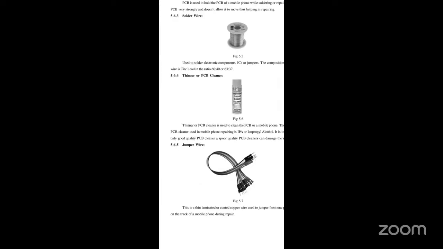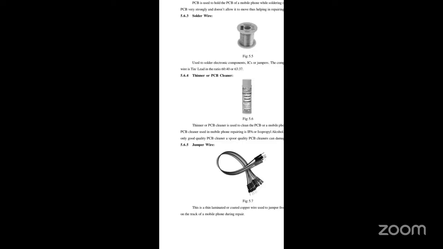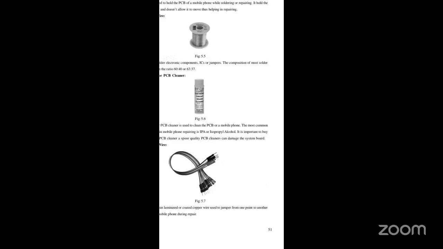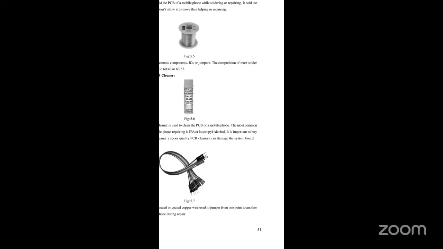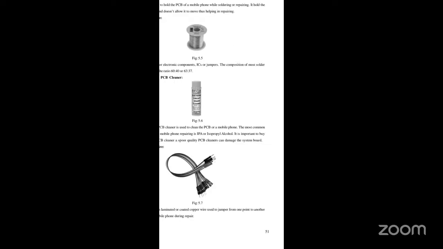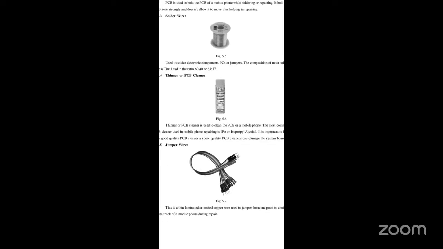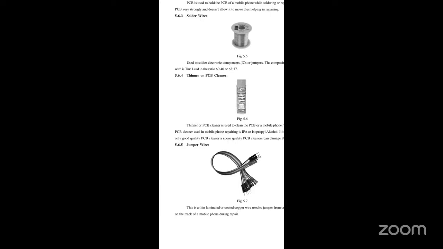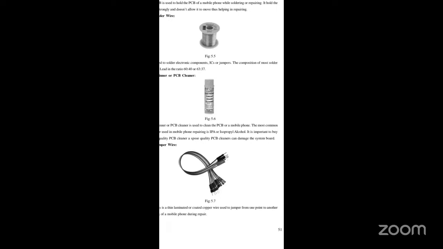Next, jumper wire. This is a thin laminated or coated copper wire used to jumper from one point to another point on the track of a mobile phone during repair.